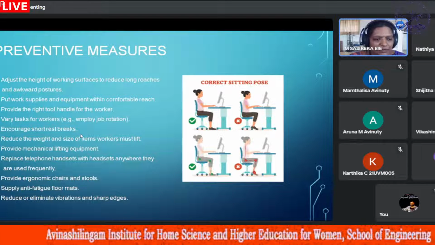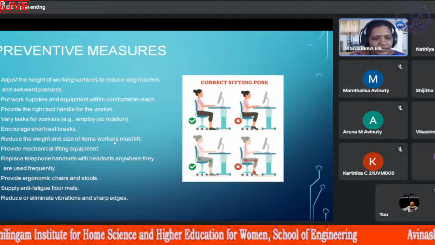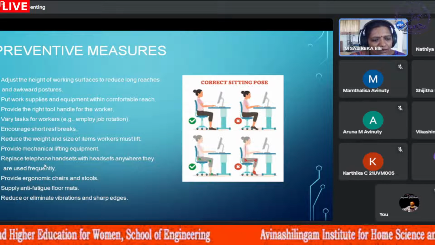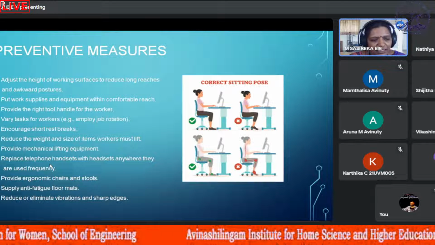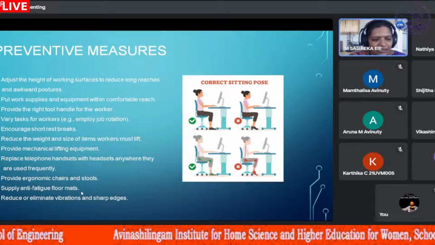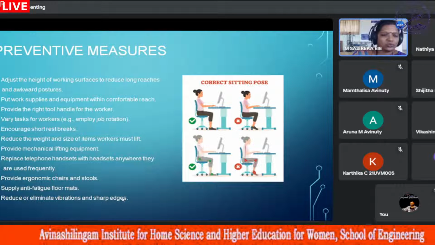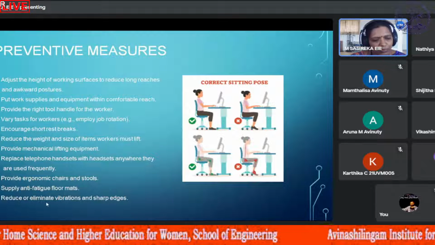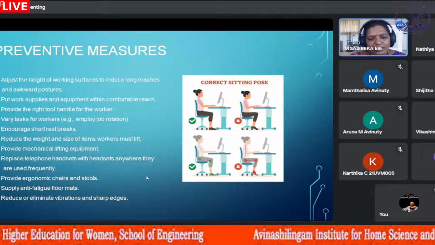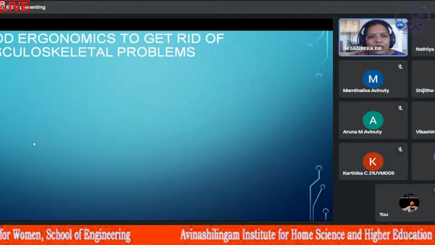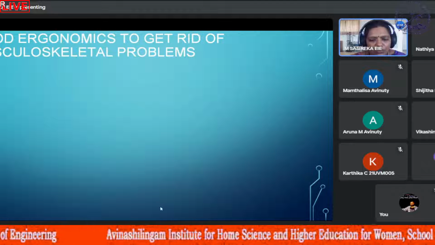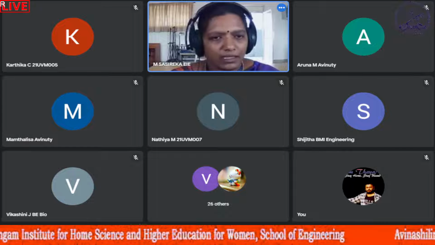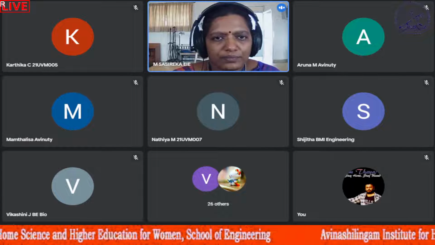Encourage short rest breaks, reduce the weight and size of the items workers must lift, provide mechanical lifting equipment, replace telephone handsets with headsets wherever they are used frequently, and provide ergonomic chairs and stools. We can also supply anti-fatigue floor mats, and reduce or eliminate vibrations and sharp edges. So how to sit? This is another video, on sitting properly to avoid this ergonomic problem.